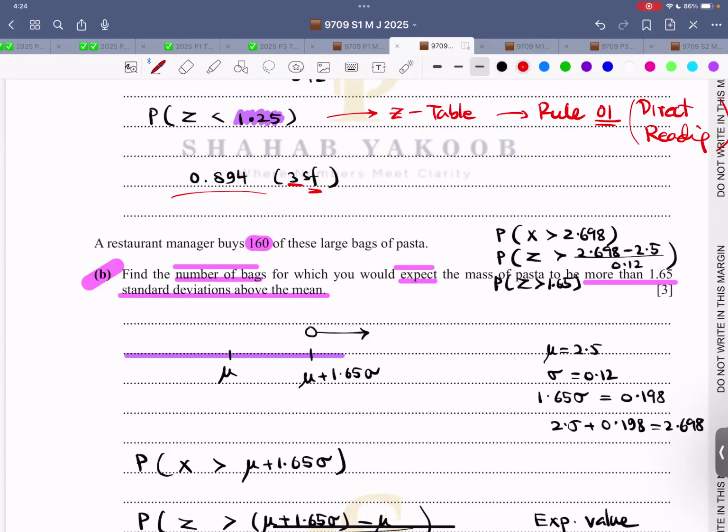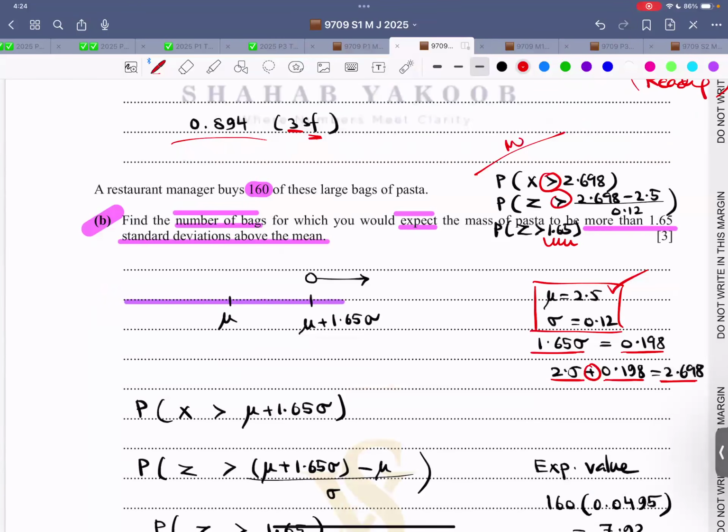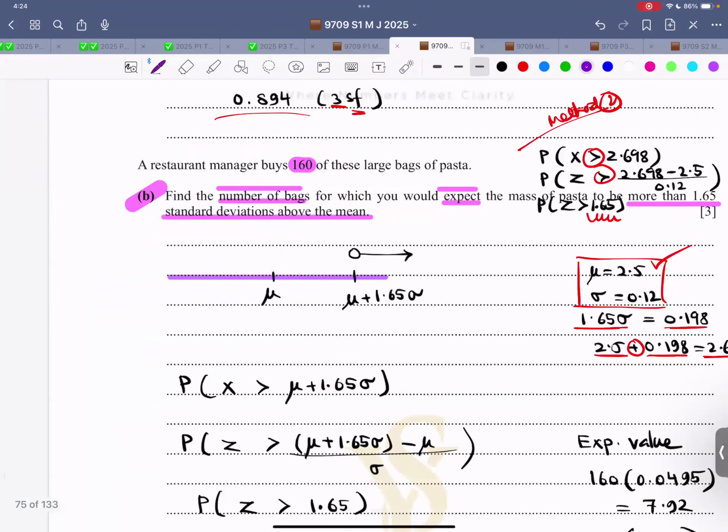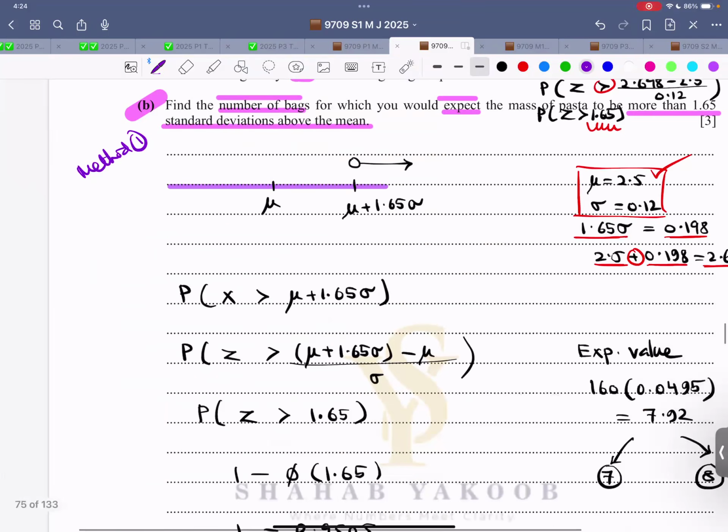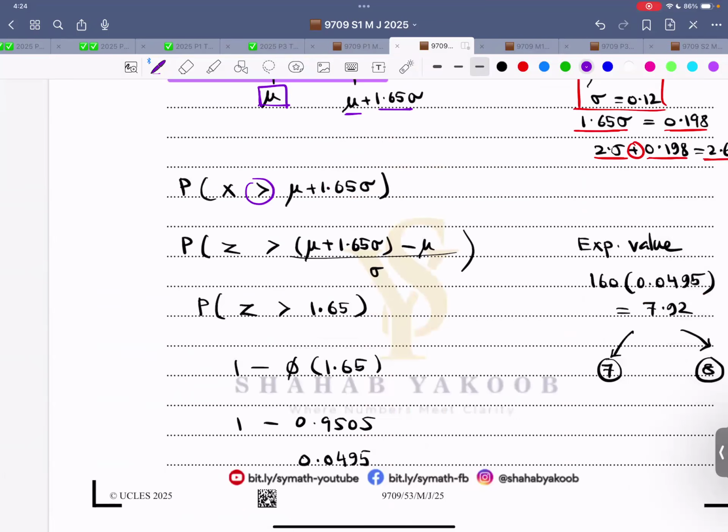Understand it once again. We have mu, we have sigma, we have 1.65 sigma, 2.5, that's the mean, plus 1.65 sigma is this much, and then you work it out. So you are left with 1.65. This, let's say, is method number 2. I have done it using method number 1. What is method number 1? I'm working symbolically. That's mu plus 1.65 sigma. X is greater than this value.